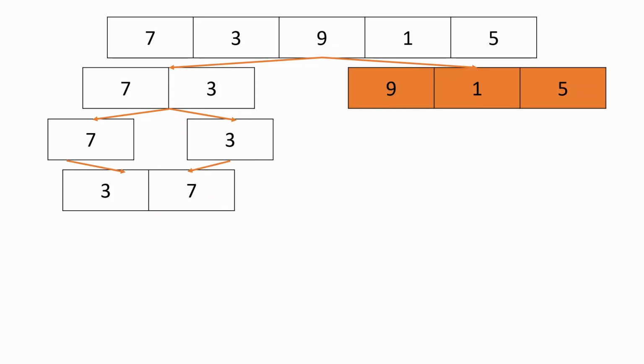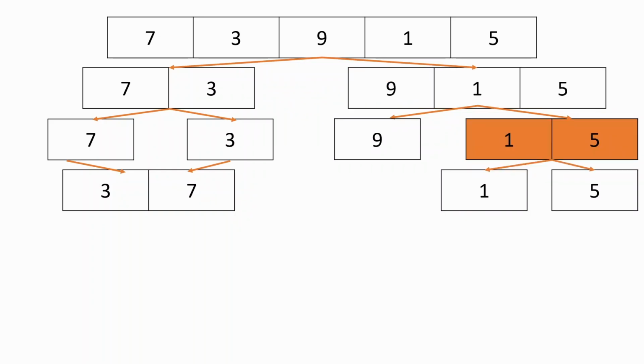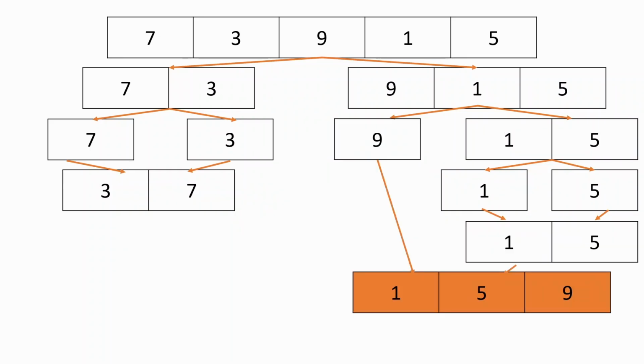We break this 3-element array into an array of 9 and an array of 1 and 5. First, break apart 1 and 5 into its elements of 1 and then 5. Merge them back together. They were already sorted, but it will merge them back together. Merge that together with 9 and get the array 1, 5, 9.